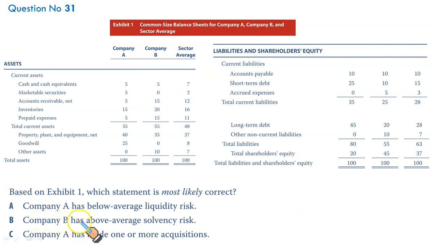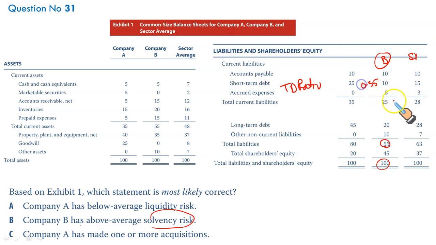The next option is Company B has above average solvency risk. So it's basically Company B versus the sector average. We will use a range of measures. First, we will use the total debt ratio. Total debt ratio is basically total debt, that is current and non-current, divided by total debt and equity. So basically it's 55 by 100, which will give you 0.55.